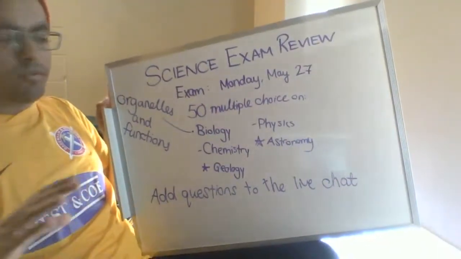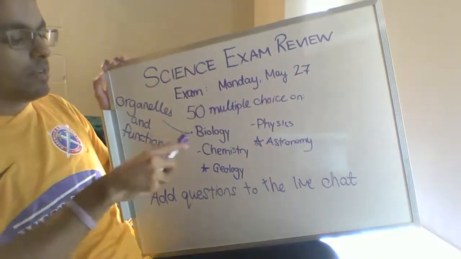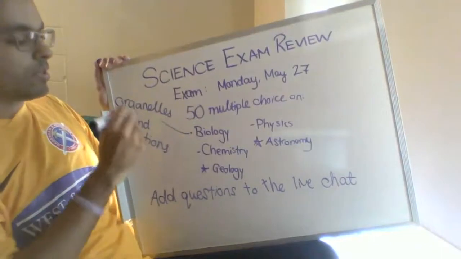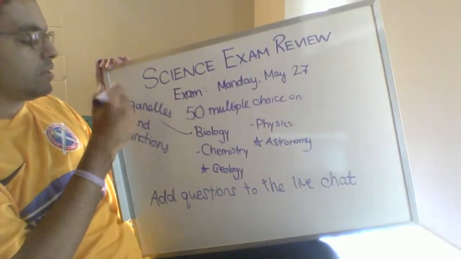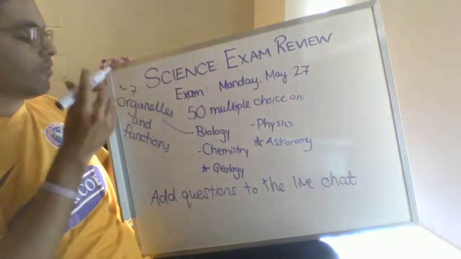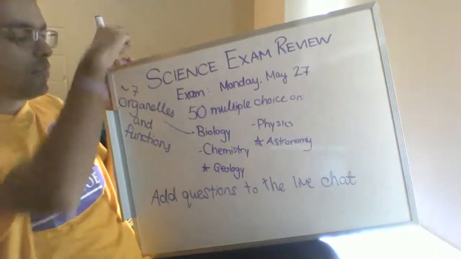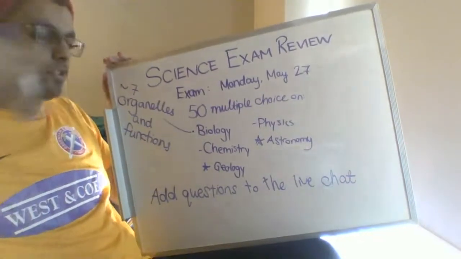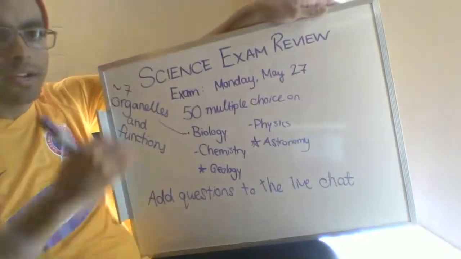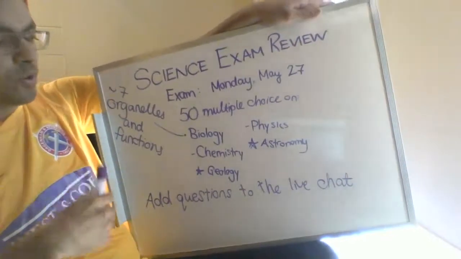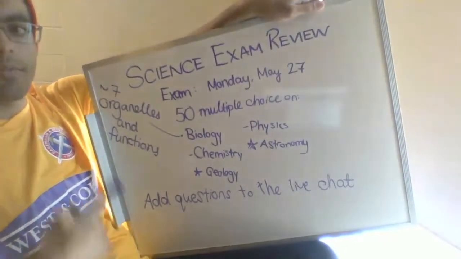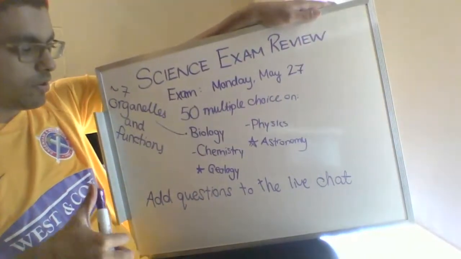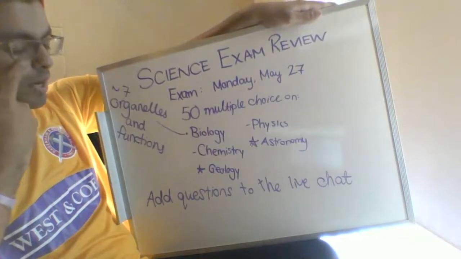Like I said, I haven't written the exam out yet, but it's not going to be 10 questions per unit. It'll probably be something like 7. I don't know for sure, but it'll probably be something like 7 questions on seven different organelles or functions. So I can give you an organelle and you tell me what it does, or I give you a function and you tell me which organelle performs this function. Those are the two main possibilities for the biology section of the exam.